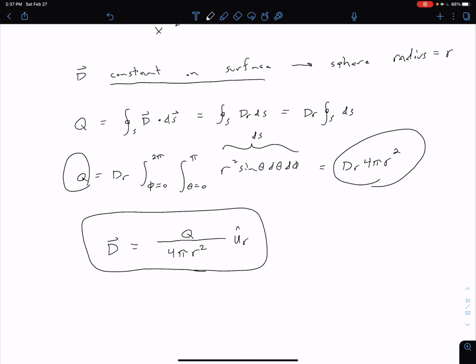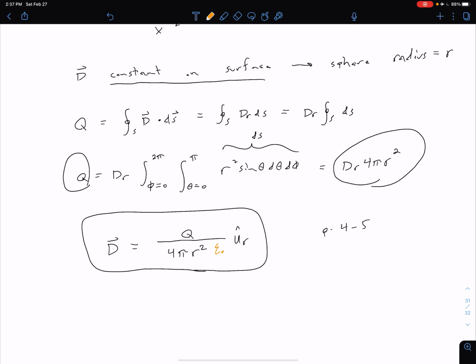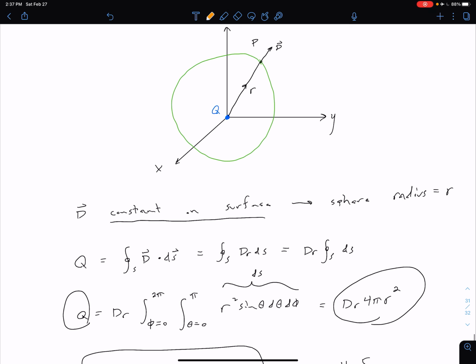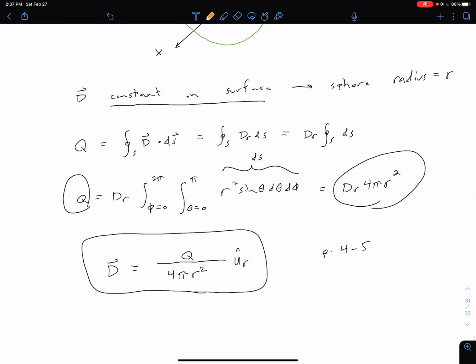And that's our result. We can compare this to what we had for our electric field on page 4-5 in the notes, and we'll see the only difference for our electric field is that we had an epsilon naught term here in the denominator. And so we can see that this is, I think, a fair bit easier than using Coulomb's law to find our electric field, and we'll see that's actually more so true with some more complicated configurations.